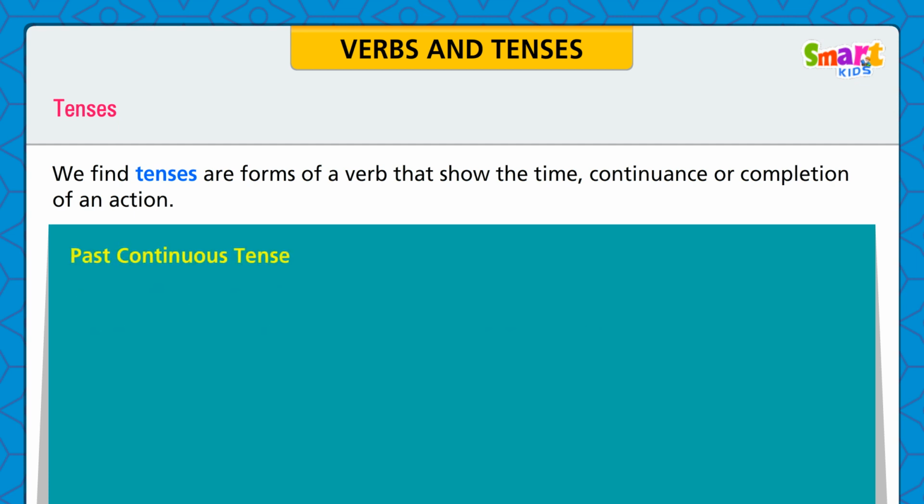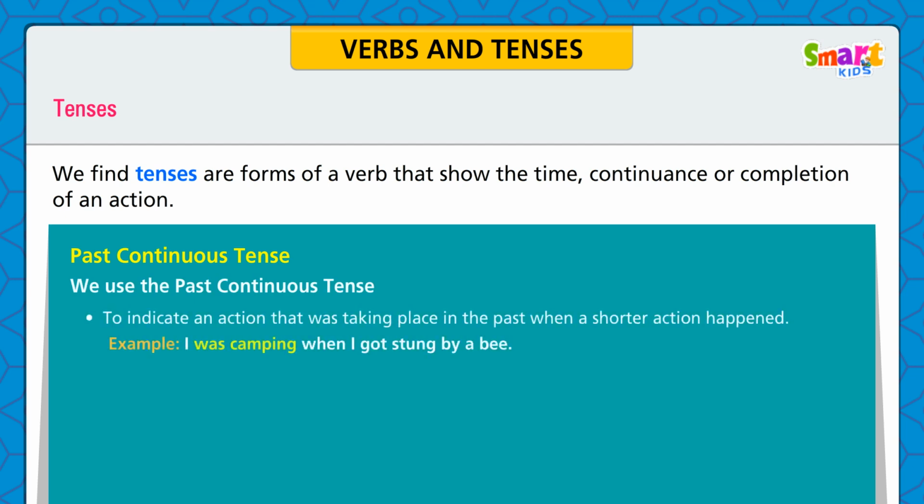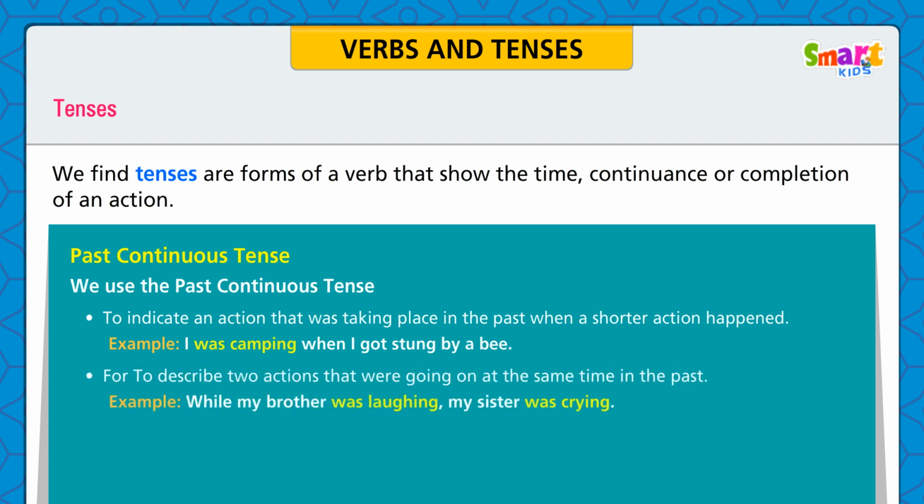Let us learn the usage of past continuous tense. We use the past continuous tense to indicate an action that was taking place in the past when a shorter action happened. For example, I was camping when I got stung by a bee. To describe two actions that were going on at the same time in the past. For example, while my brother was laughing, my sister was crying.